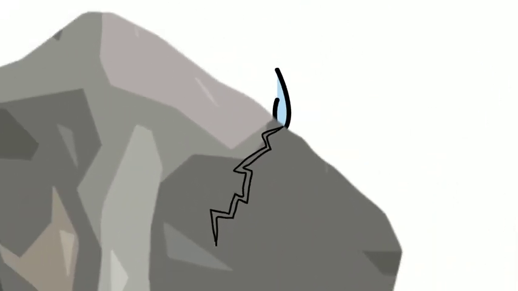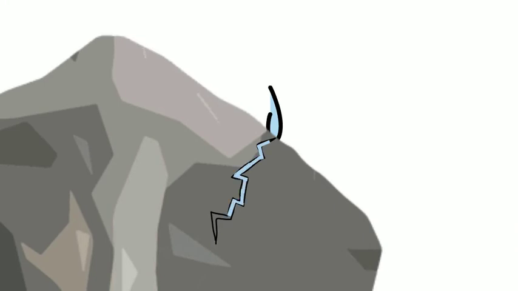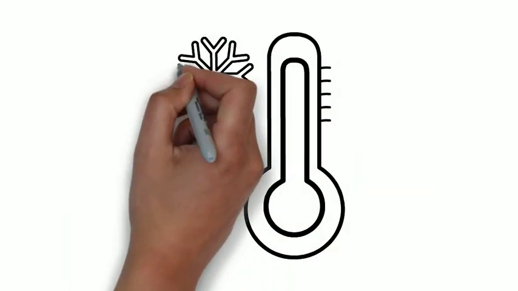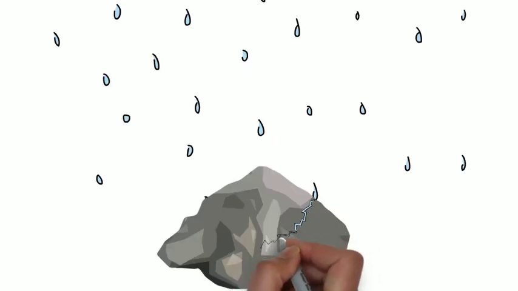Water enters cracks in the rock. When temperatures drop, the water freezes and expands, causing the crack to widen. The ice melts and water makes its way deeper into the cracks. The process repeats itself until the rock splits entirely.